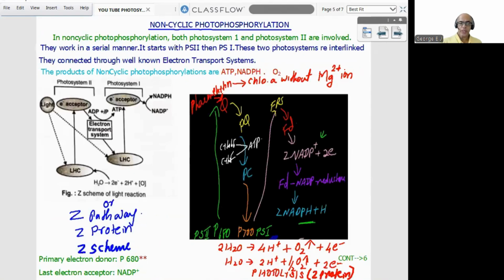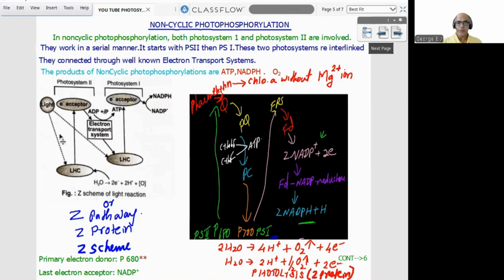Non-cyclic is also called, that I forgot to say in the first one, the Z pathway. It is there. Z pathway because it appears like the letter Z this way. Letter Z it appears, but originally when we look at it, we can find it is like N here. But scientists say it is the Z pathway. Connected with it, water splitting, it is Z protein. And Z pathway is otherwise called Z scheme.